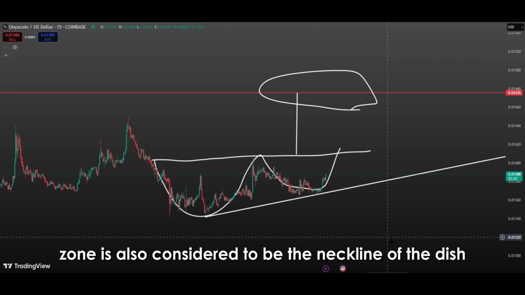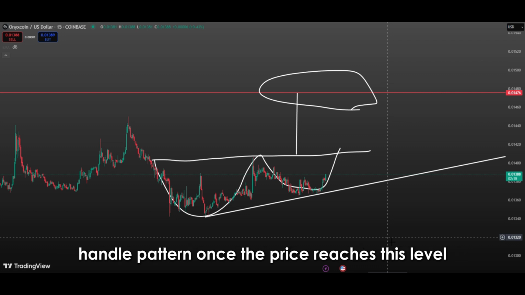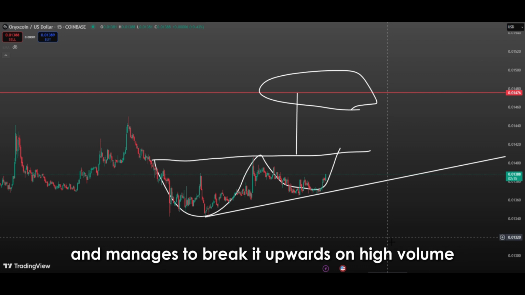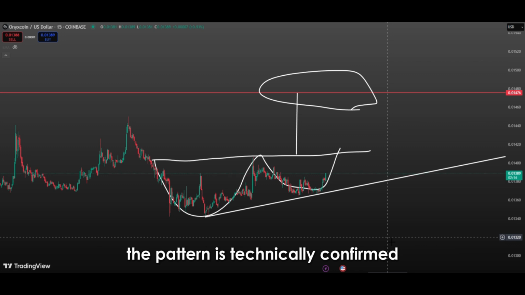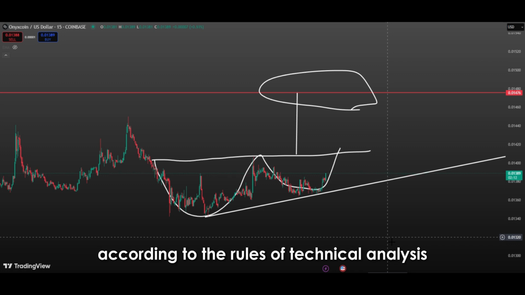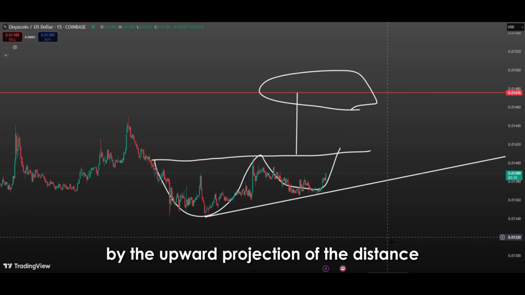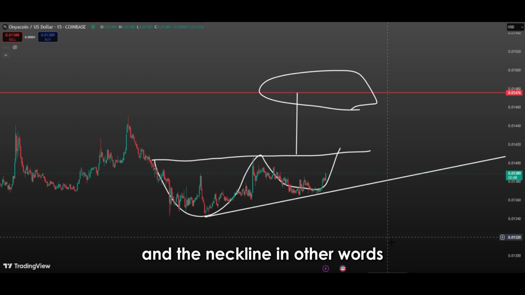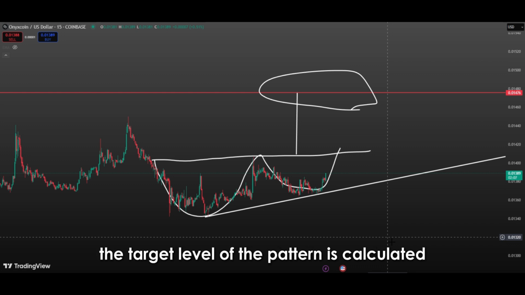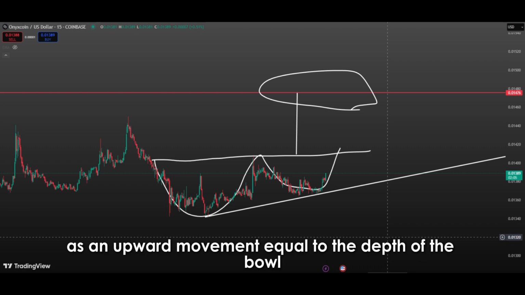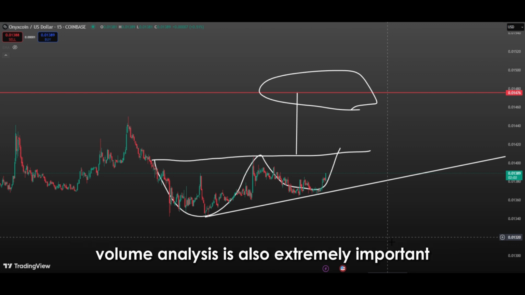This resistance zone is also considered to be the neckline of the dish handle pattern. Once the price reaches this level and manages to break it upwards on high volume, the pattern is technically confirmed. According to the rules of technical analysis, from this point on, the price target is determined by the upward projection of the distance between the bottom of the dish and the neckline. In other words, the target level of the pattern is calculated as an upward movement equal to the depth of the bowl. Volume analysis is also extremely important at this point.